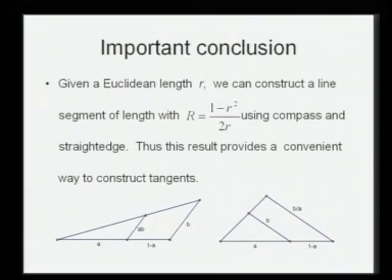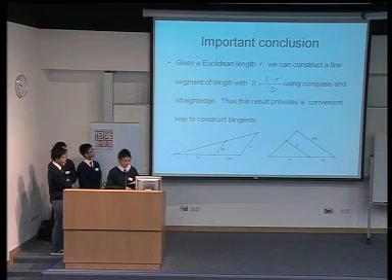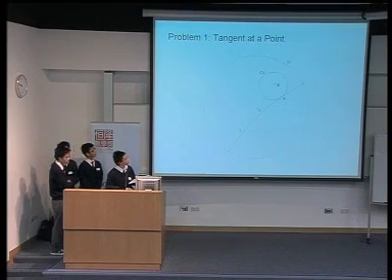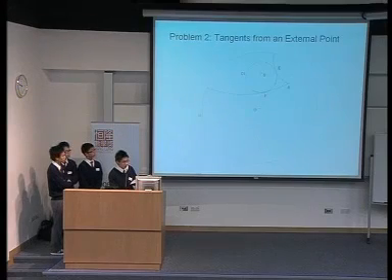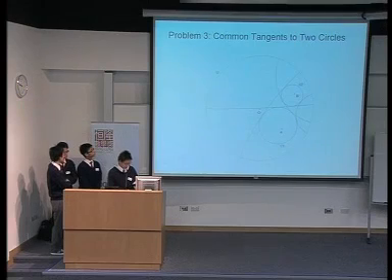This comes to a very important conclusion that when given a Euclidean length R, we can construct a line segment of length capital R using compass and straight edge. Thus, this helps us to solve our problems. And then, what are the 3 problems we are going to solve? Now I will show to all of you. The first problem is construct the tangent at a point, tangent from an external point, and then common tangent to 2 circles.